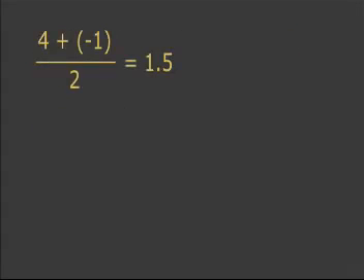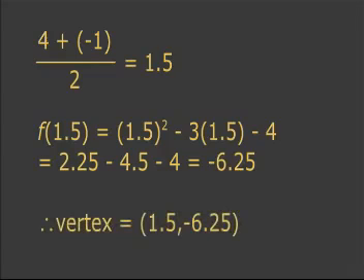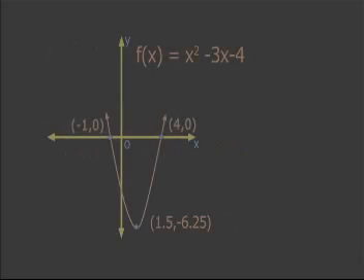The midpoint between the two x-intercepts is 1.5. f(1.5) = −6.25. Therefore, the vertex of the parabola is at (1.5, −6.25). Here is the graph of the first function.